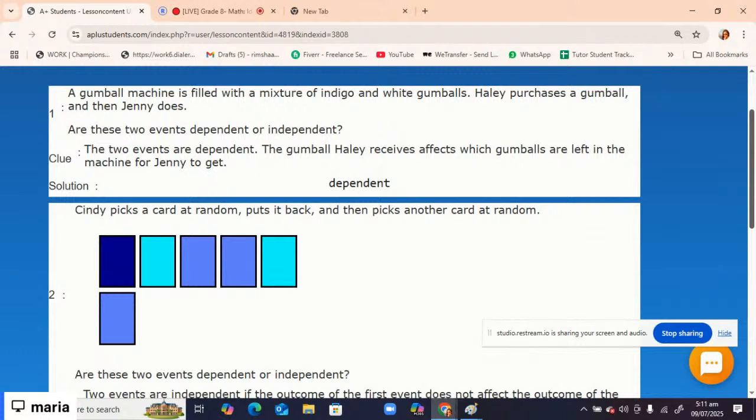Why are these two events dependent? Because the gumball Hallie receives affects which gumballs are left in the machine for Jenny to get. They are saying that she purchases a gumball from a machine filled with two mixtures, indigo and white gumballs, and they are not saying which one she purchases, white or indigo. So there is only one ball, so this is a dependent event.